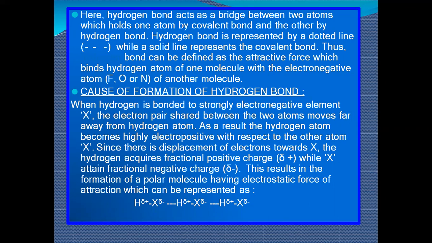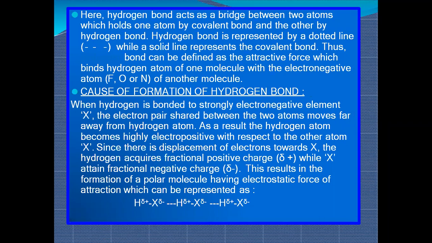What actually makes hydrogen at that time electropositive? Because of the shifting of the negative charge towards the electronegative element, your hydrogen will become more electropositive. Since there is displacement of electrons towards the halogen X, it attains a fractional charge, that is, a partial negative charge.